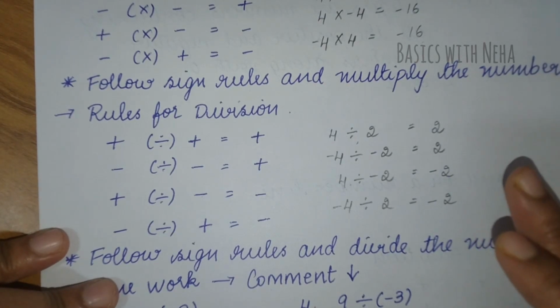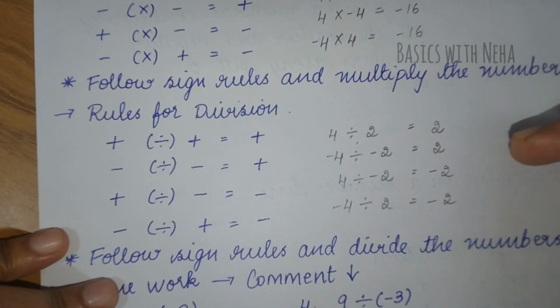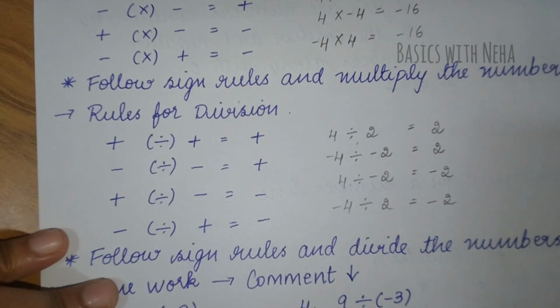So it is very simple. In multiplication and division, we are going to just follow the sign rules, and we are going to just multiply and divide the numbers. But when it comes to addition and subtraction, we are going to use the sign rule. At the same time, we are going to see the greater number sign. Whatever the greater number is carrying, we are going to put that sign.